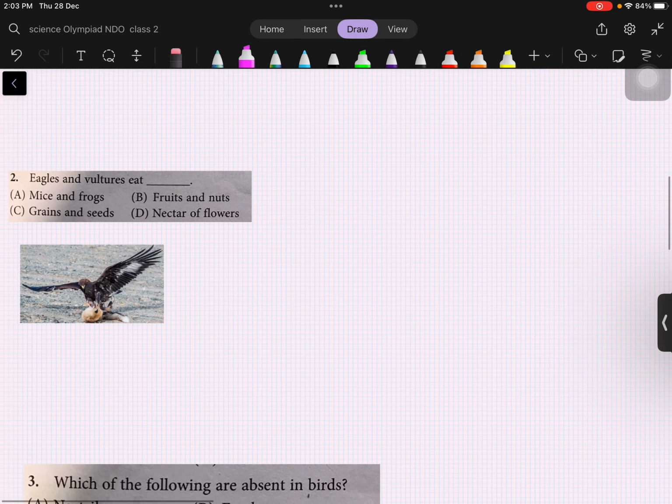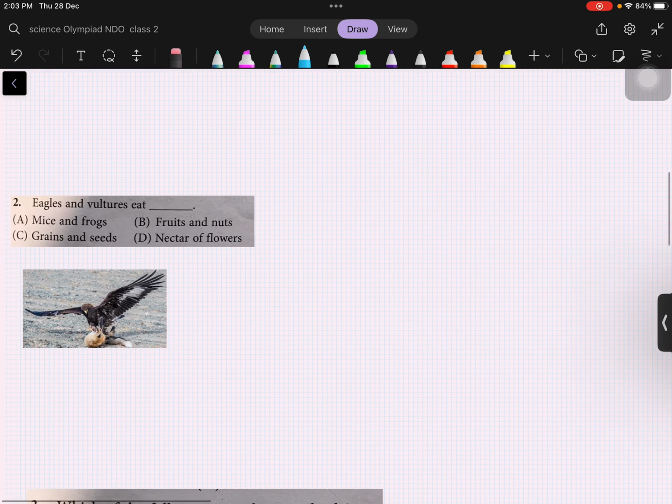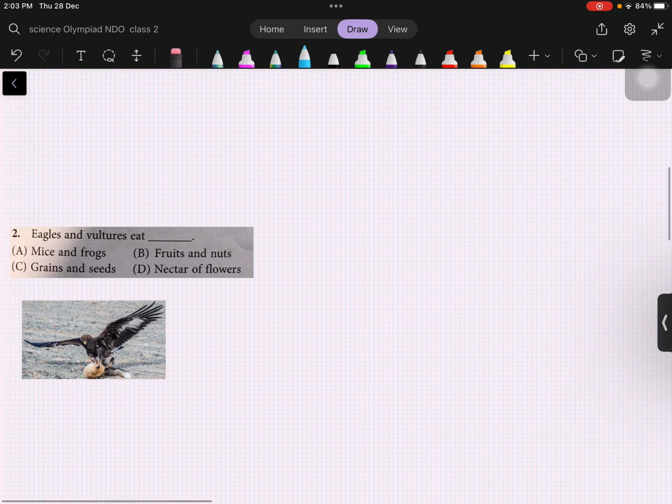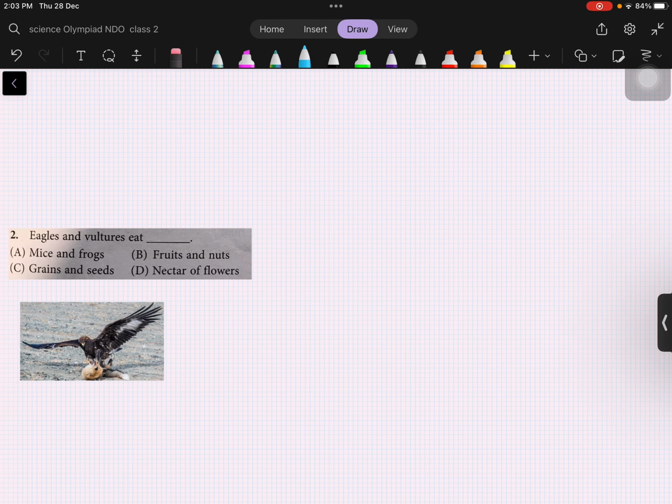Second question. Eagles and vultures eat mice and frogs, grains and seeds, fruit and nuts, or nectar of flowers. They don't eat fruit and nuts, nor nectar of flowers, nor grains and seeds. They eat mice and frogs. So what will be bubble A?